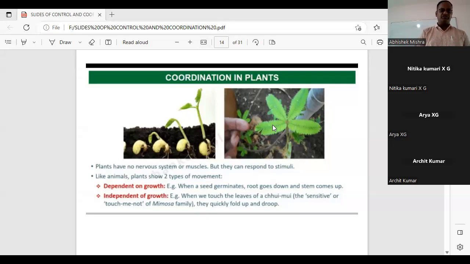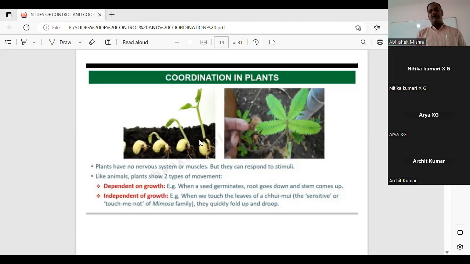Today we will continue with the same chapter which we started on Monday, that is control and coordination. Till now we discussed coordination in animals: stimuli, response, the human nervous system and its types. Then we also discussed the human brain and the function of its different parts. And today we will be starting coordination in plants. Got it?